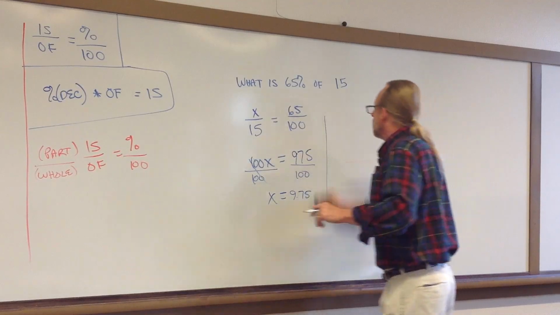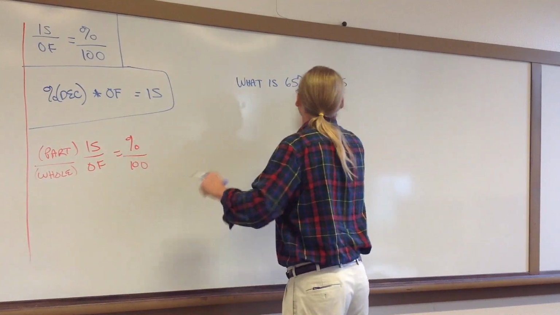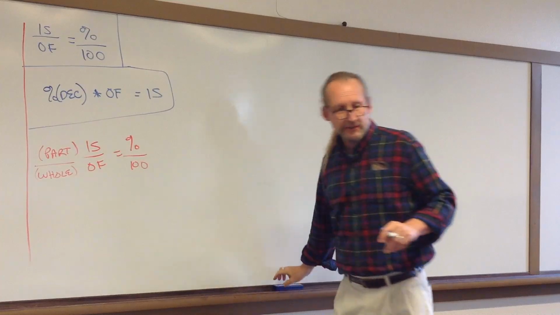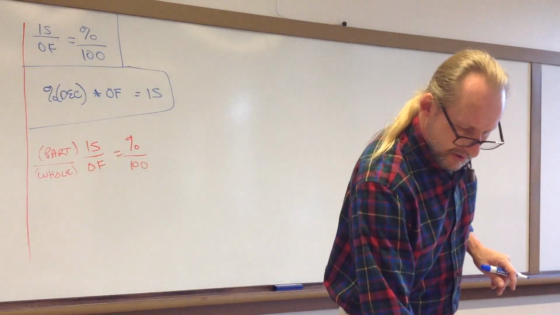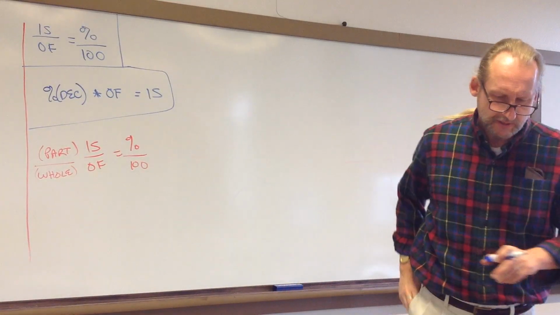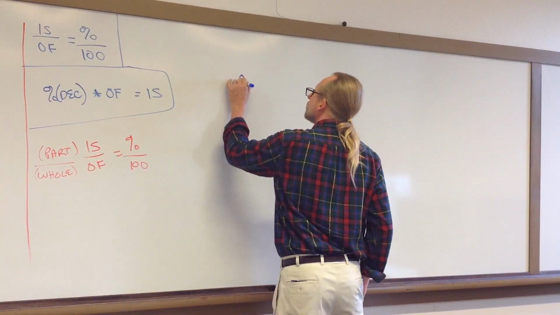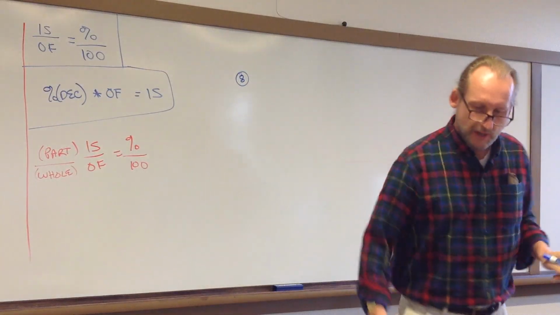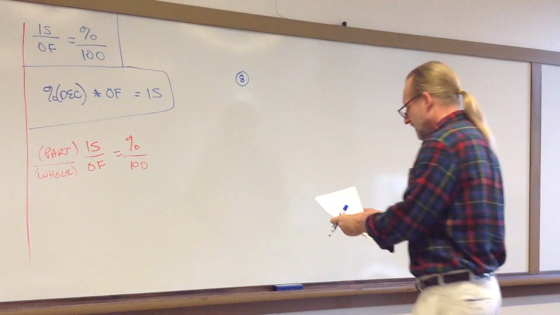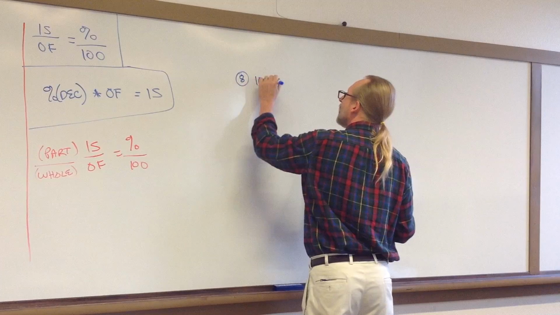Now let's look at finding the "of" in the next one. Yeah, problem 6. Let's do problem 8 first. That one's not as tricky as problem 6. Problem 8 says 10 is 20% of what number?